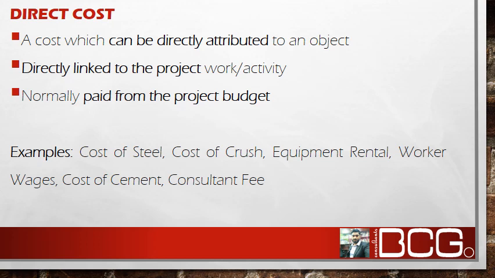Okay, the first type of cost is the direct cost. This is a cost which can be directly attributed to an object, or in other words, you can directly link that cost to a project activity. And such costs are most often paid out of the project budget.